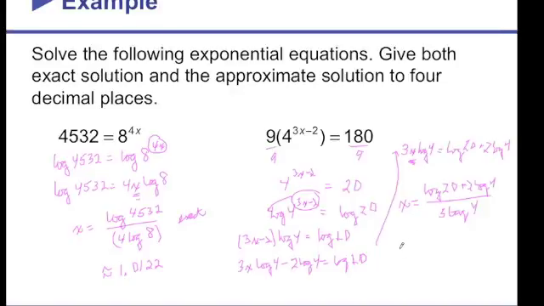That's the exact answer. My approximate answer is equal to 1.3870 to 4 decimal places. When you enter that in your calculator, put parentheses around the entire numerator and parentheses around the entire denominator as you're entering those into your calculator.